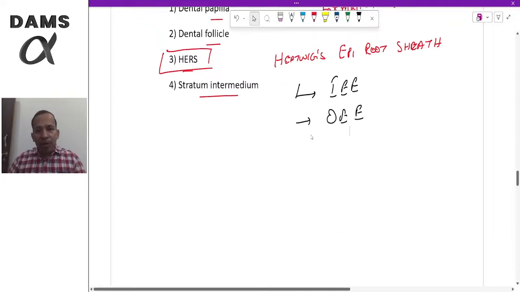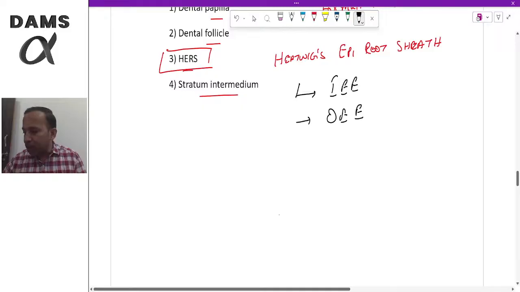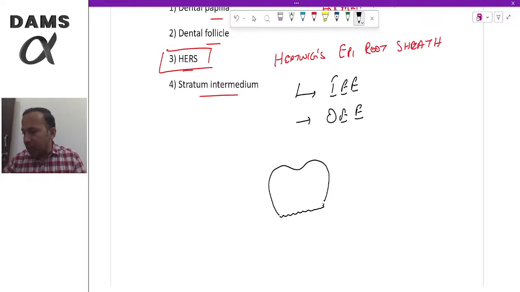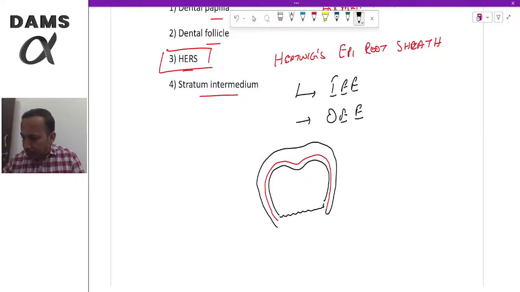So once the crown formation is complete, let's say this is the crown and the formation has just been completed. Let's say this red line here indicates the inner enamel epithelium and this black line here indicates the outer enamel epithelium, right? So as you can see, a loop is forming here. This loop, this structure, consists of inner and outer enamel epithelium.